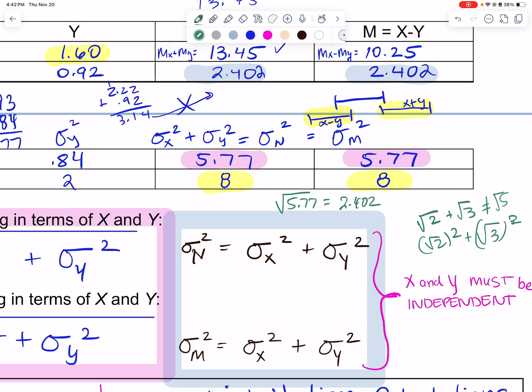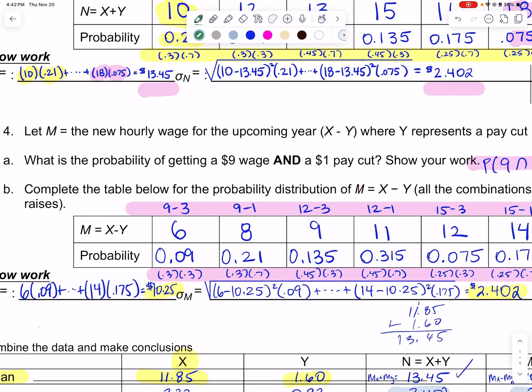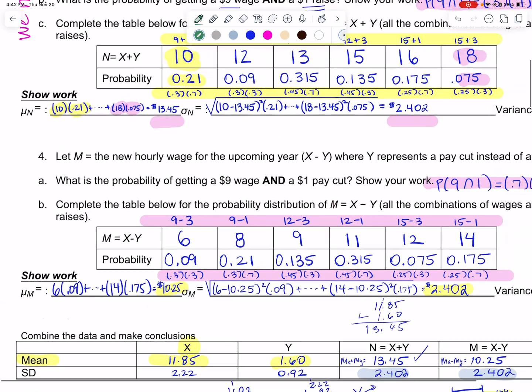And then you're able to add them. This only works if X and Y are independent. The reason it only works if they're independent is, remember, how did we get these probabilities in the first place? We multiplied them. And in order for them to be multiplied, they had to be independent.